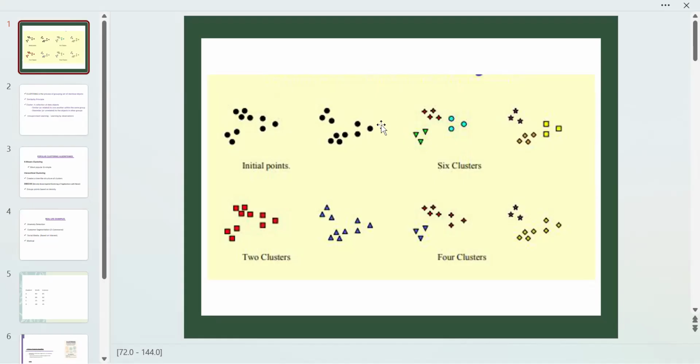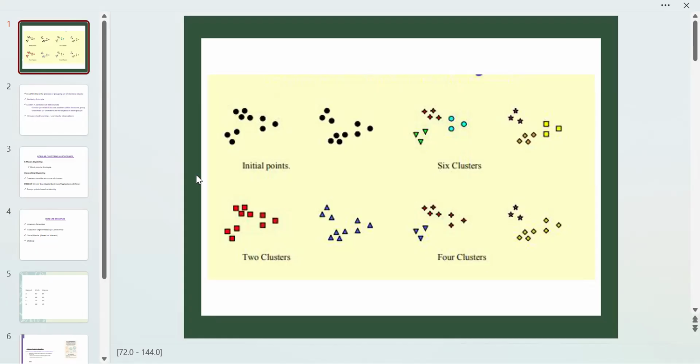So for that, we need to have some kind of algorithm to identify how many clusters we want, and what the parameters are that can be used to identify that these points belong to this particular cluster. So here two clusters have been formed. Here four clusters have been formed.